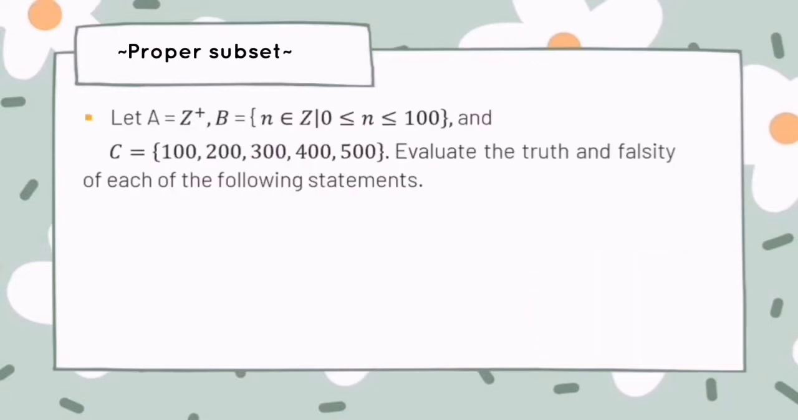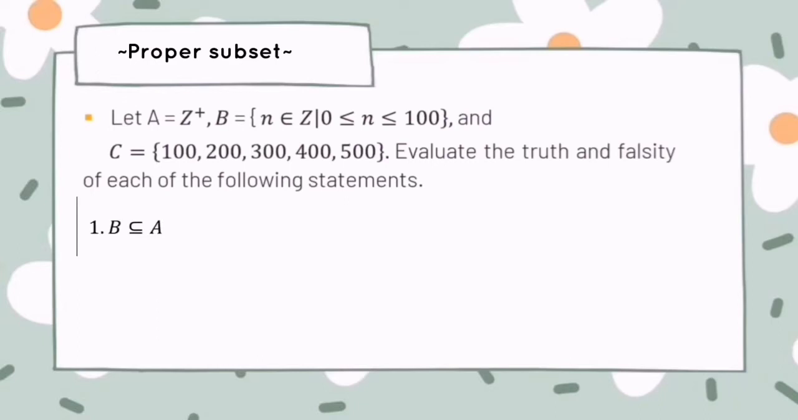Let A be the set of positive integers, B is the set of integers n where n is greater than or equal to 0 but less than or equal to 100. Ang ibig sabihin ng elements ni B ay nag-start with 0 then up to 100. And C is the set of 100, 200, 300, 400, and 500. Now let us evaluate the truth and falsity of each of the following statements.